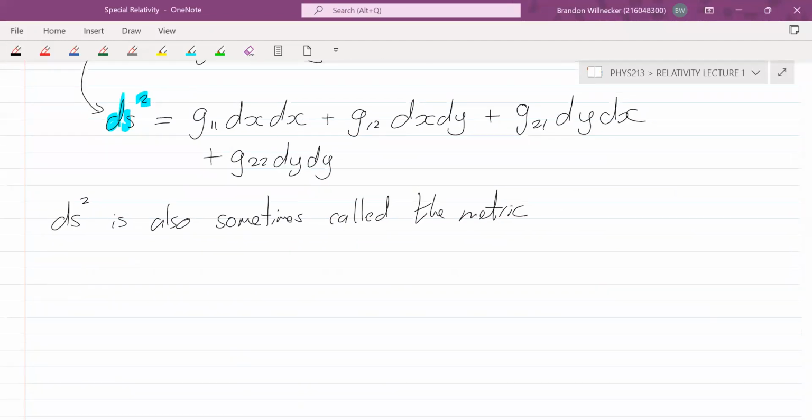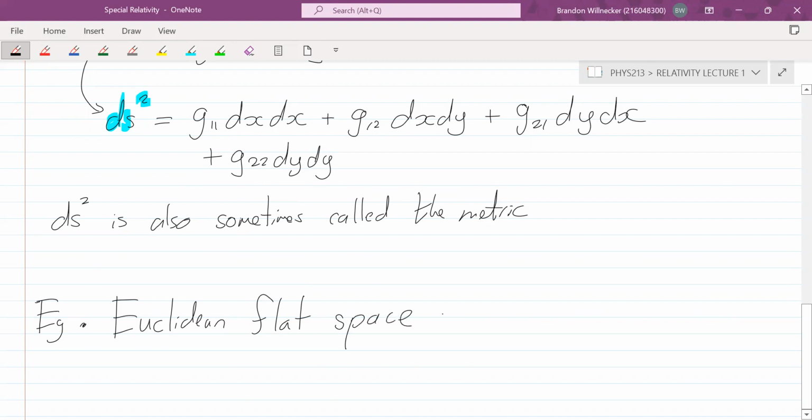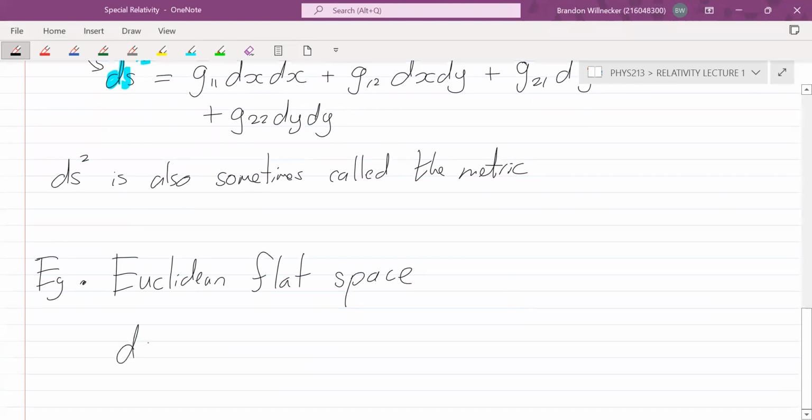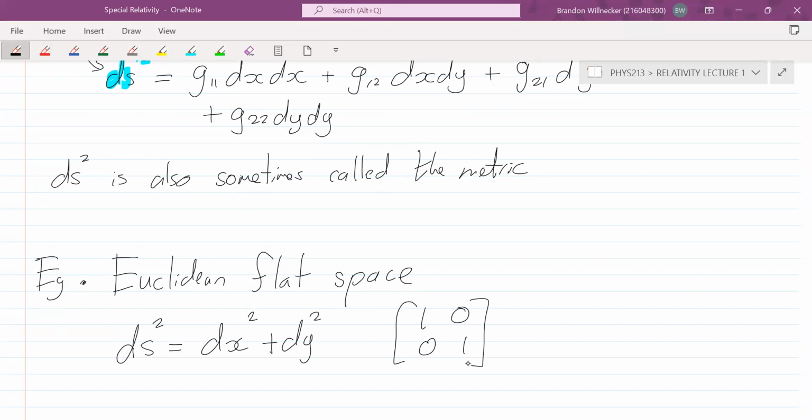Okay, so let's take a look at a couple of metrics, just as an example. We already looked at the 2-dimensional flat Euclidean space. So let's just write that. Euclidean flat space. And then the metric, we just use Pythagoras as we had before. That's just dx squared plus dy squared, or as a matrix, we can write it as 1, 0, 0, 1. Very simple components. They're the same at every point in space.